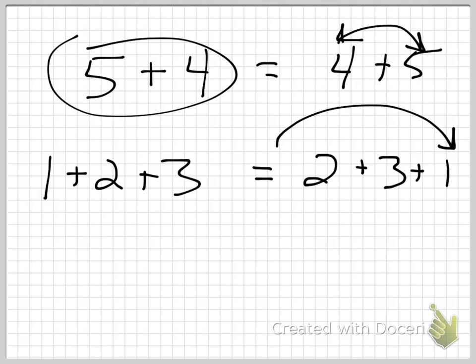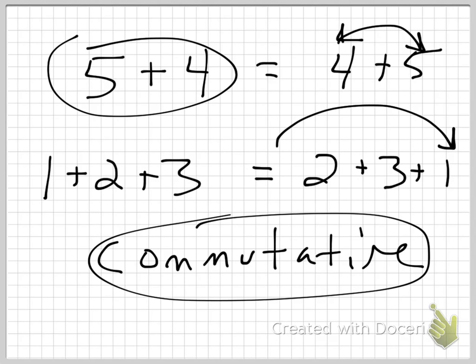The property that this is called is the commutative property. You go, oh no, how am I going to remember that? Commutative property of addition.